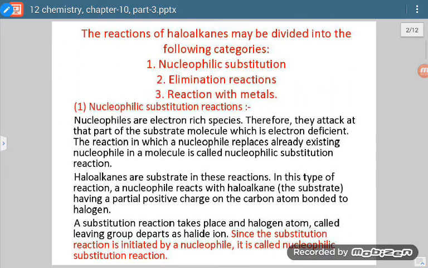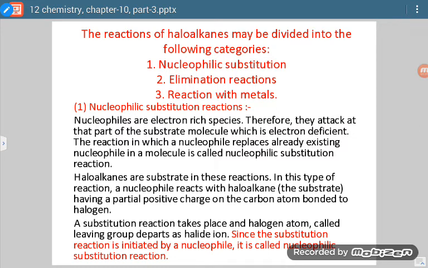Okay. So first of all, let us discuss in how many categories we can divide the types of reactions which haloalkanes undergo. Okay, so we can divide haloalkane reactions in three categories. First, nucleophilic substitution reactions, second, elimination reactions, and third, reactions with metals. Okay, so in this topic today we are going to discuss nucleophilic substitution reactions only.